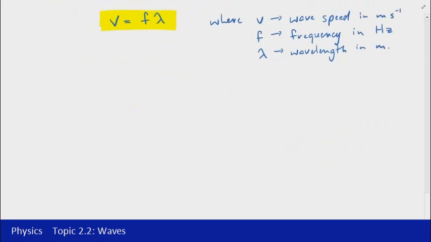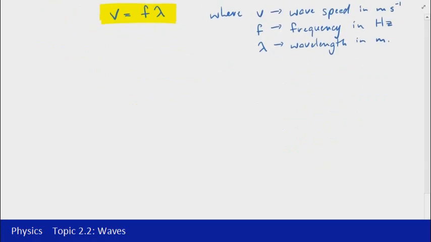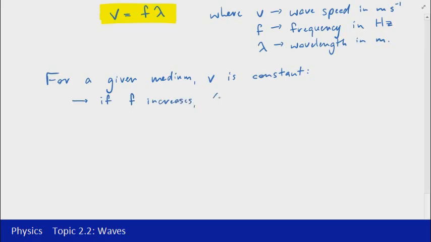Now, if we look at a particular medium, so let's say we're looking at air, for a given medium, v will be constant. So the wave speed is constant. Now we can vary that speed, so in air, for example, we can heat the air, and that'll mean that the speed increases. But if we consider it at a set temperature and we keep everything the same, then the speed's going to be constant. So that means if the frequency increases, the wavelength will decrease.